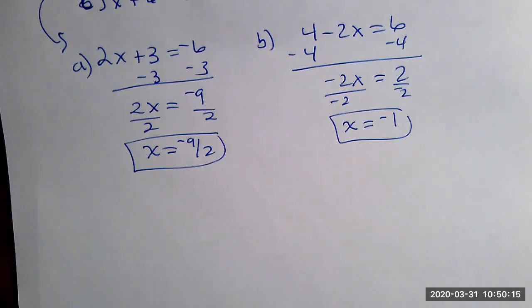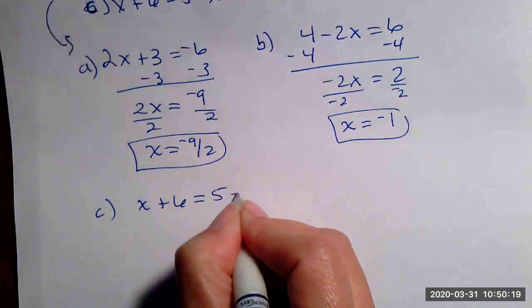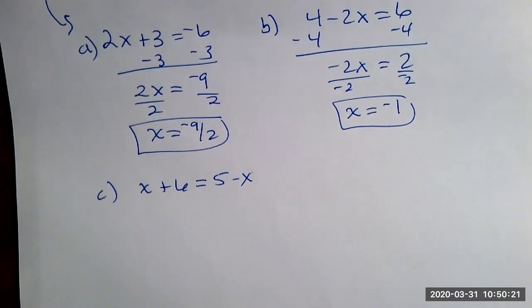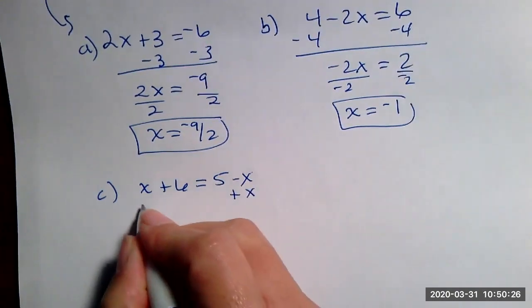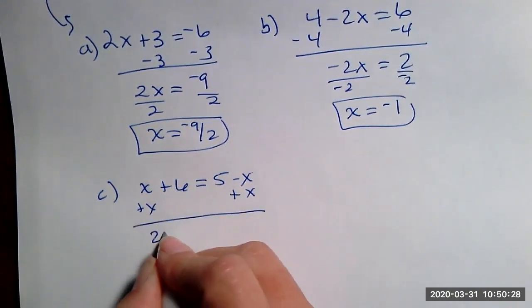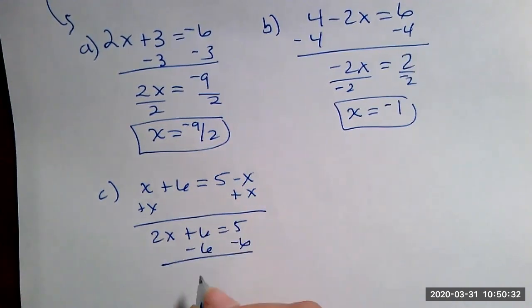Moving along. C. I have to get all my variables onto one side. I'm going to choose to put them on this side, which means I have to add x to both sides. Then subtract to get -6, and then divide by 2.